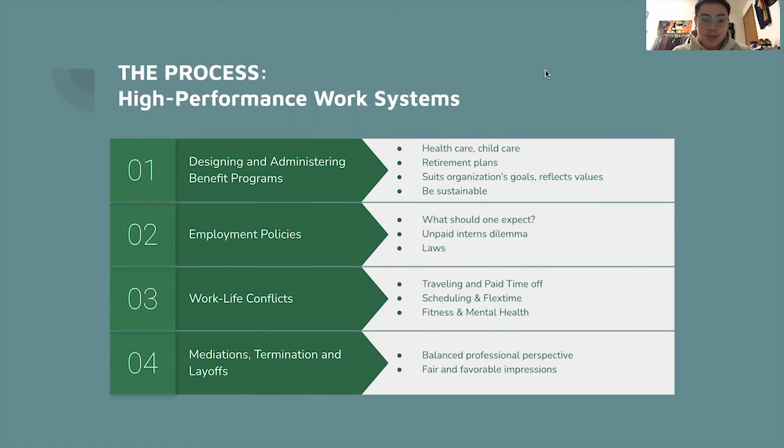The fourth one we talk about are mediations, termination, and layoffs. As an HR manager, having a balanced and professional perspective when you're firing or laying somebody off is going to do well for the company. Because if you're fair and favorable, you're going to have good impressions for future employees who are applying for a job. However, if you're mean about your termination, or if you lay somebody off in an unprofessional way, they're probably going to leave a bad review of your job, and then you're going to have a bad image for your company.